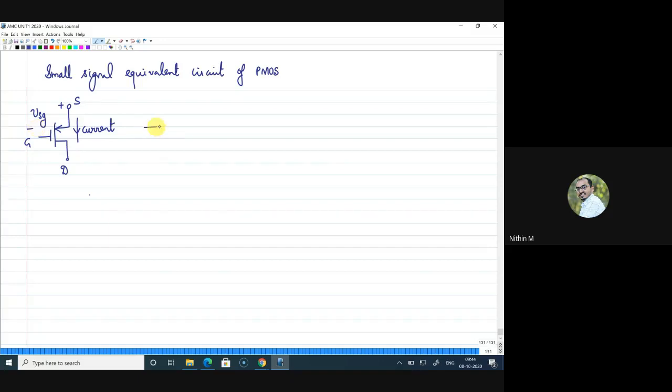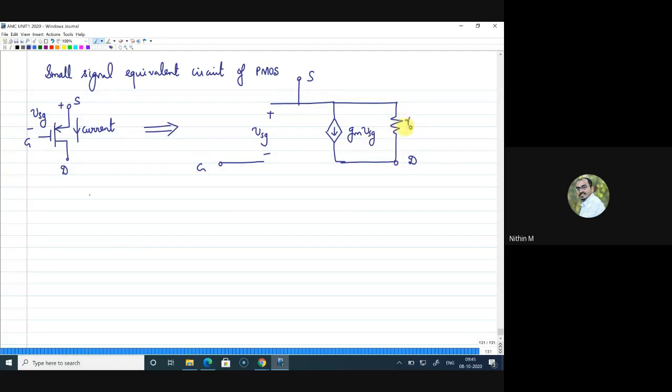Now let it be like this. So for this I'll draw the diagram first. So by convention we will keep source terminal here. This is not as per the convention. We'll bring to the normal way first. So let me draw like this. Now, when you have a VSG voltage between source and gate, the current flow is like this. So what will be this current? I'll write this as GM into VSG. This is the current. And between drain and source, you have the same resistance R0.